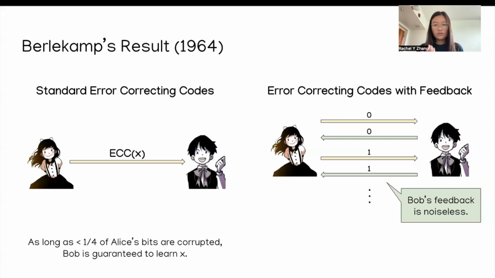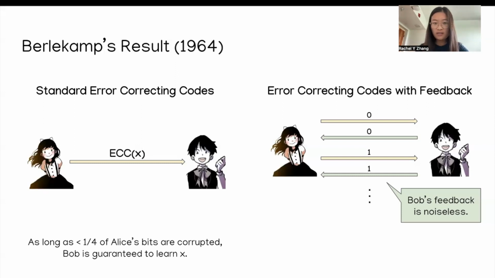I also want to say that this feedback does not contribute towards the error resilience we calculate. In particular, the adversary is given a corruption budget as a fraction of Alice's forward messages, and only Alice's forward messages, and is only allowed to corrupt Alice's forward messages.